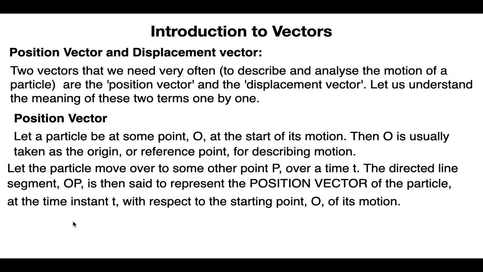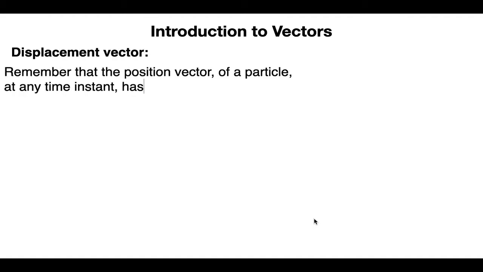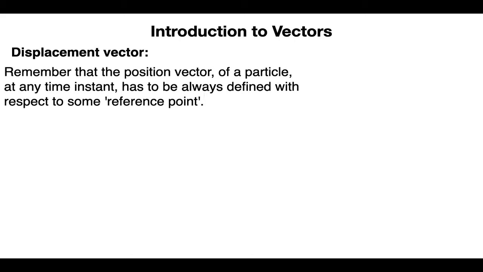Wait for the illustrative example. So this is the initial point, which in this case we have also taken as the reference point or the origin. OP gives the position vector. That is, it joins the reference point to the present position of the particle. So the position vector of P is OP. Remember, the position vector is always defined with respect to some reference point. O in the previous case was the reference point.